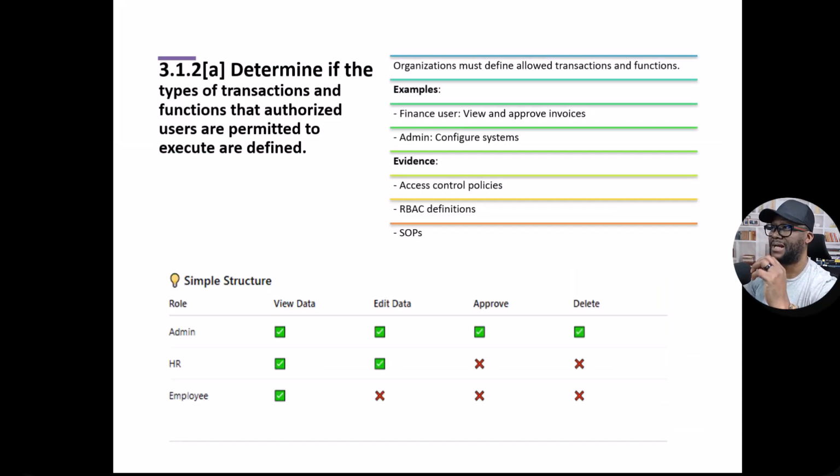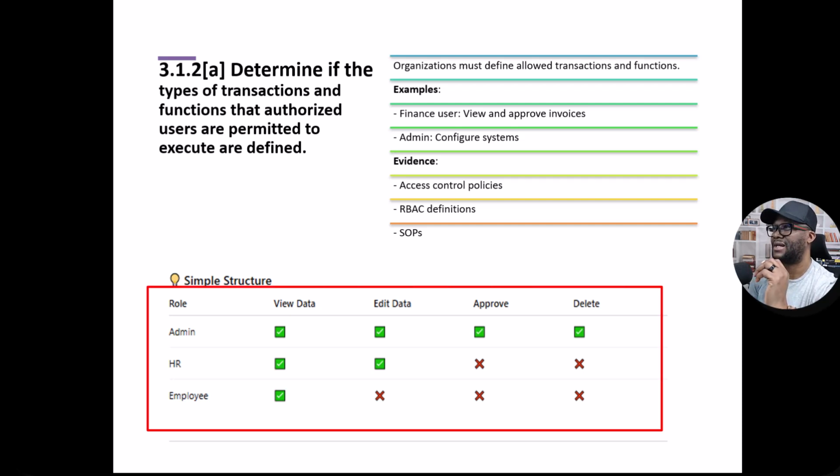This objective is about definition and clarity. You must explicitly define what actions are allowed per role, what actions are restricted, what functions are accessible. This typically exists in a role-based access control matrix. You see the structure of the matrix. Access control policy, application role definition.